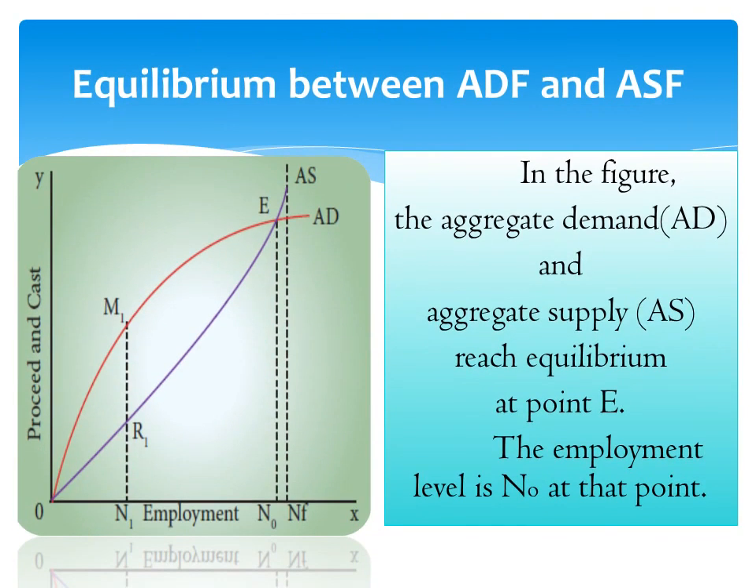Equilibrium between ADF and ASF. In the figure, the aggregate demand AD and aggregate supply AS reach equilibrium at point E. The employment level is N0 at that point.